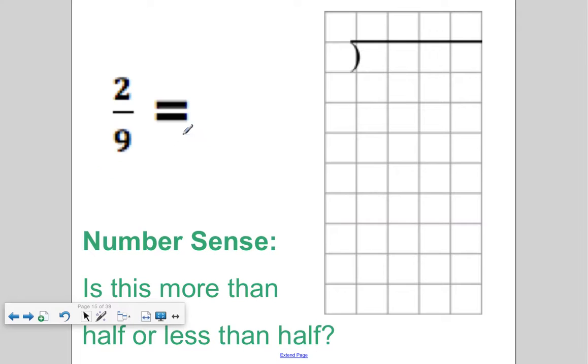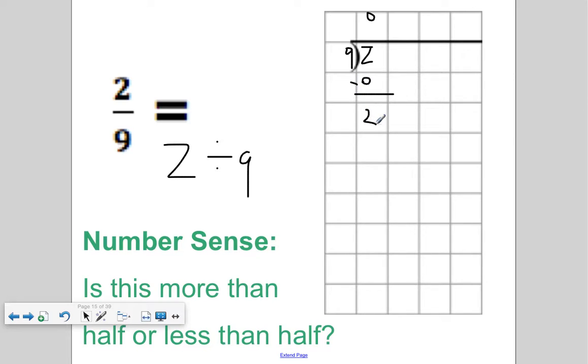What about 2/9? Do you predict this is more than half or less than half? I think it's going to be less than half because 4.5 is half of 9, and 2 is way less. So I have 2, and I'm dividing it into 9 groups. Can 9 even go into 2? 0 times again. If I subtract this, I get 2.